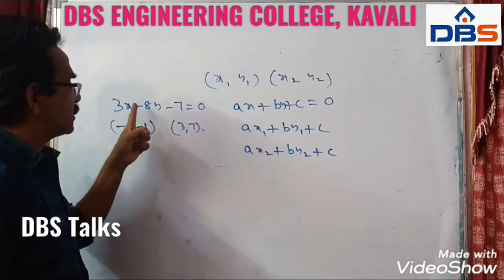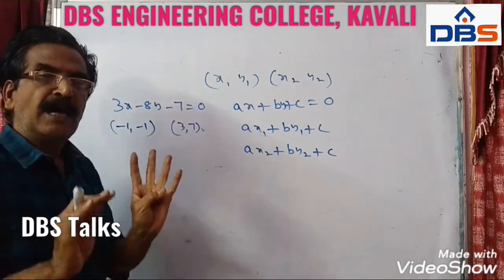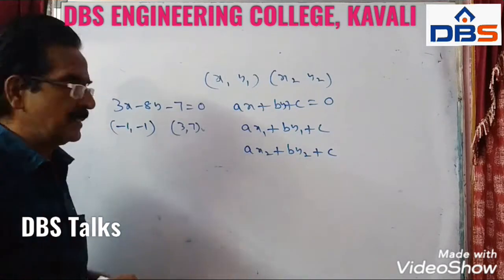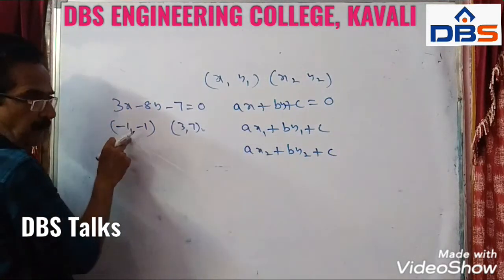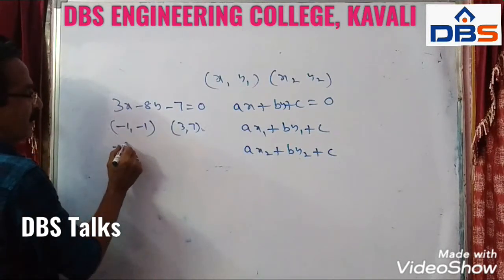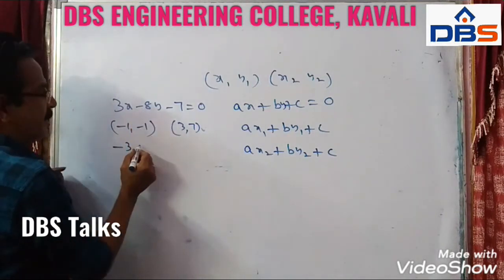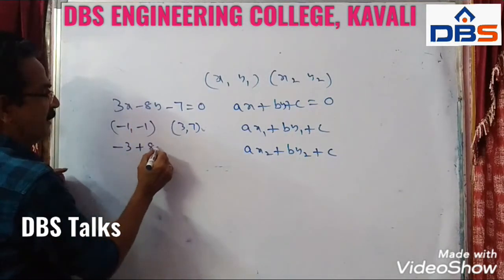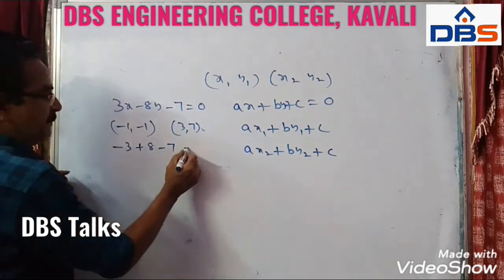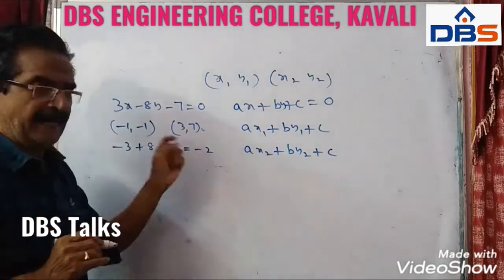So we have to substitute this point, and we have to substitute this point also, and let us see the signs whether they are plus or minus. First, let us substitute this point, friends. 3 into minus 1, minus 3, minus 8 into minus 1, plus 8, minus 7, that is 8 minus 10, minus 2, that is less than 0.